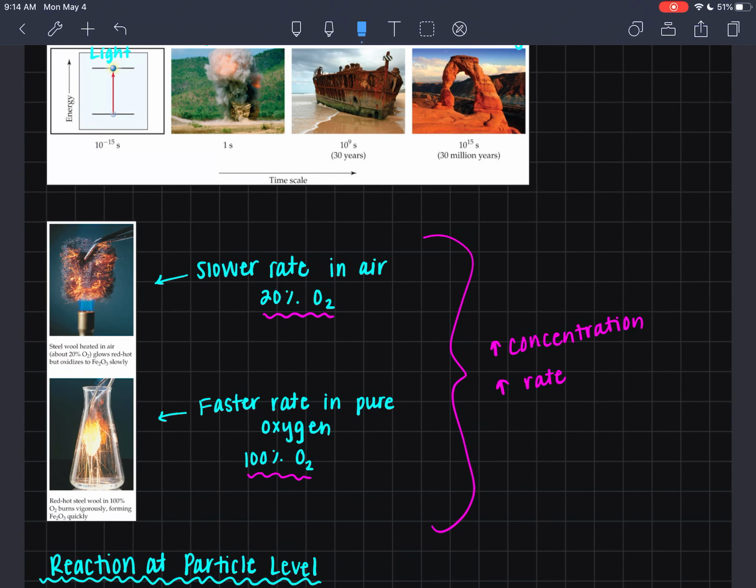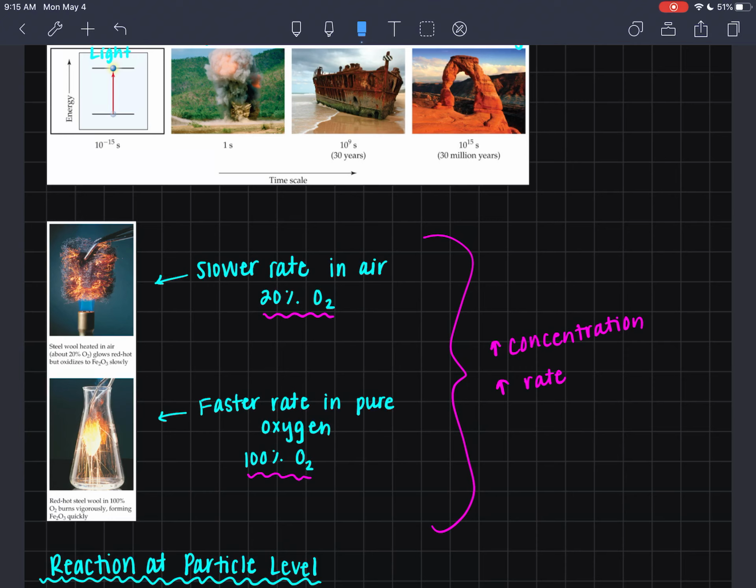Now, if we were to look at some factors that influence the rate of reaction, concentration makes a big difference. For example, steel wool, when you burn it in regular air, what I mean by regular air is the stuff we breathe. Air is a mixture. It's only got 20% oxygen, and that's the specific component of air that steel wool is reacting with, and it occurs at a slower rate.